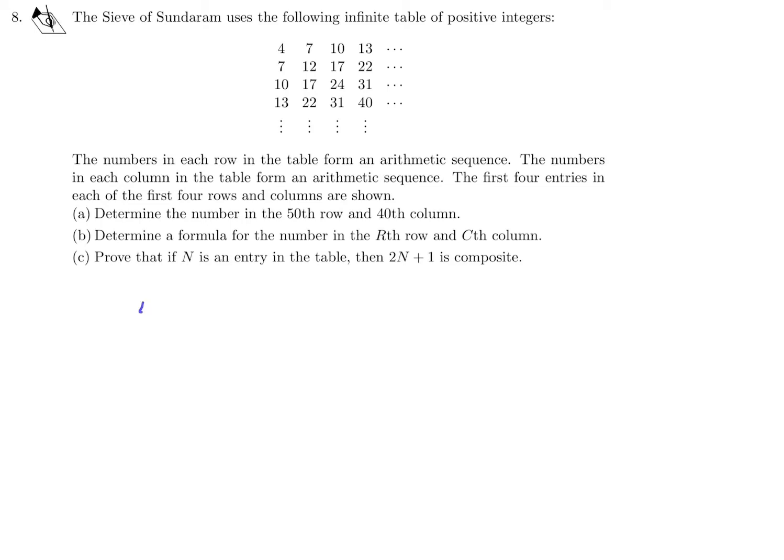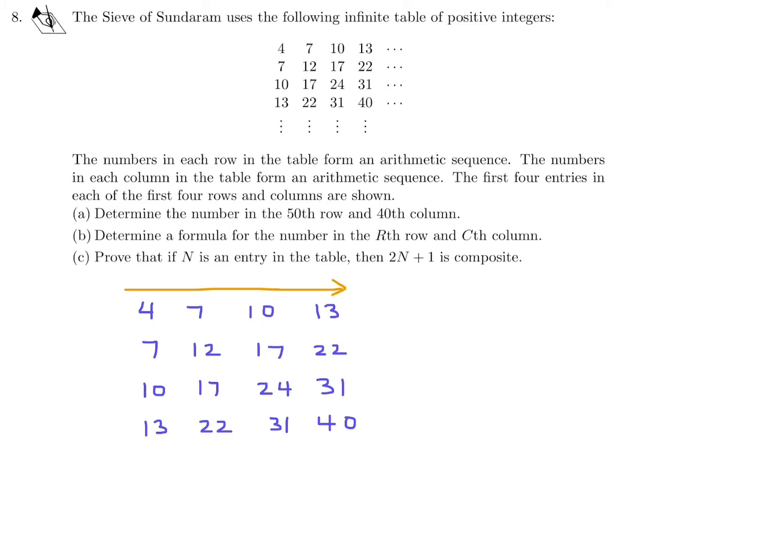Well, let's discuss this. Let's write out what they have given us, and then we'll add a few more rows. If you look at it from a horizontal perspective, the first row is 4, 7, 10, and 13. Obviously the first term is 4, that's my A, but my D, my difference, is 3. The reason I'm using A and D is because arithmetic sequences are of the form A plus D, A plus 2D, A plus 3D, and so on.